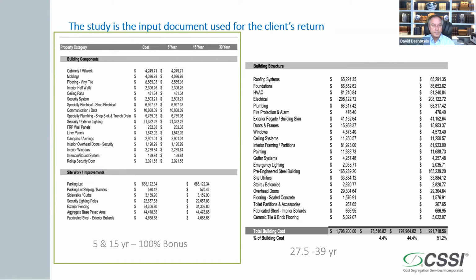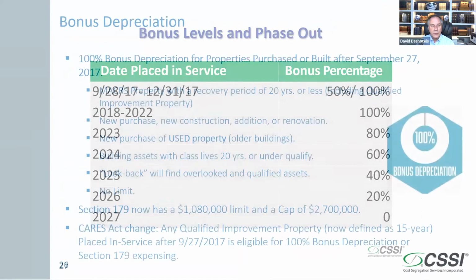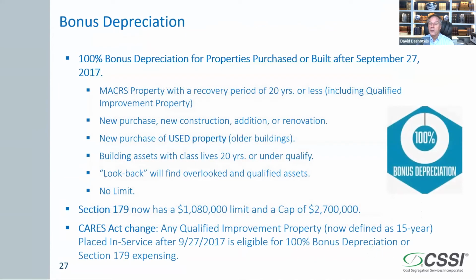So again, as we know, bonus next year is going down to 80%. Year after that, 60%. So it's starting to go away. But if you've built in 2022, you're still eligible for the 100% bonus depreciation.